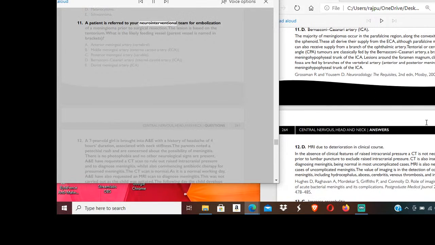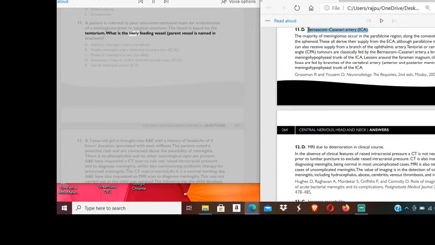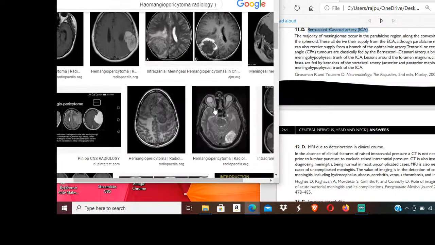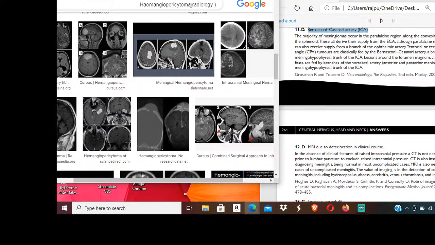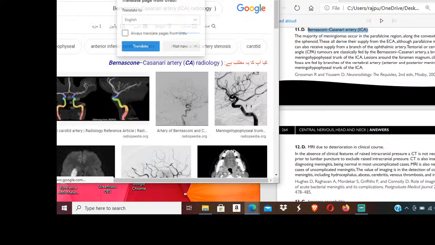11. A patient is referred to your neurointerventional team for embolization of a meningioma prior to surgical resection. The lesion is based on the tentorium. What is the likely feeding vessel? Parent vessel is named in brackets. A. Anterior meningeal artery, vertebral. B. Middle meningeal artery, external carotid artery, ECA. C. Posterior meningeal artery, variable. D. Bernasconi-Cassinari artery, internal carotid artery, ICA. E. Dorsal meningeal artery, ICA.